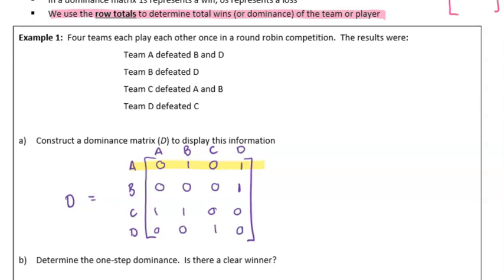In a communication matrix, they would be referred to as redundant links. And here they are redundant as well because a team won't verse itself or won't have an outcome with itself. Sometimes you'll be given this information as a diagram as well, and it will be asked to create a diagram. And sometimes you might find that's useful when working your way through questions. But here we're just doing a matrix, and we're just going to use this matrix for the rest of our questions. And so part B is asking us to determine the one-step dominance, and is there a clear winner?